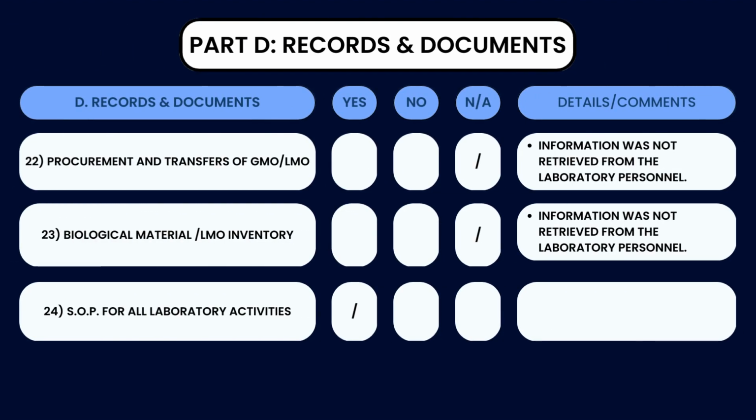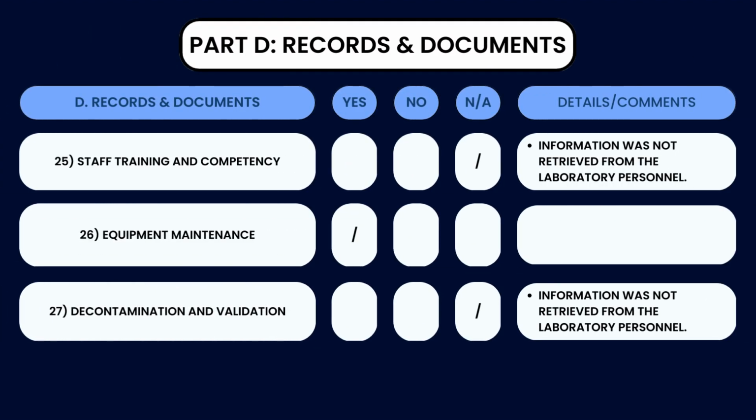Part D, records and documents. There were no procurement and transfer of LMO or GMO, and no inventory of biological material or LMO information was retrieved from the laboratory personnel. However, there is an SOP for every lab activity present in the lab. The information regarding staff training and competency, including decontamination and validation, was not retrieved from the personnel, and the maintenance of equipment was found in the lab.